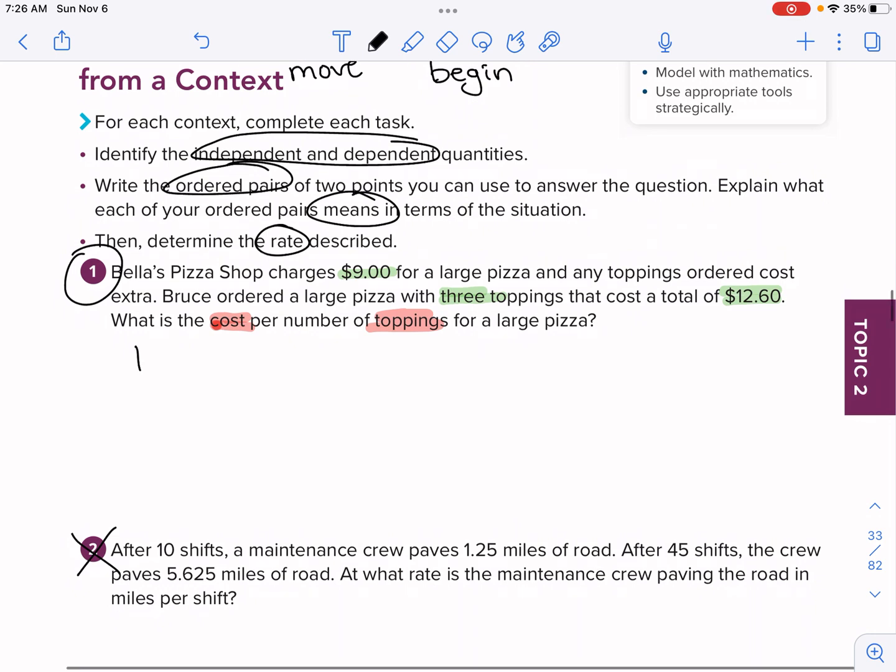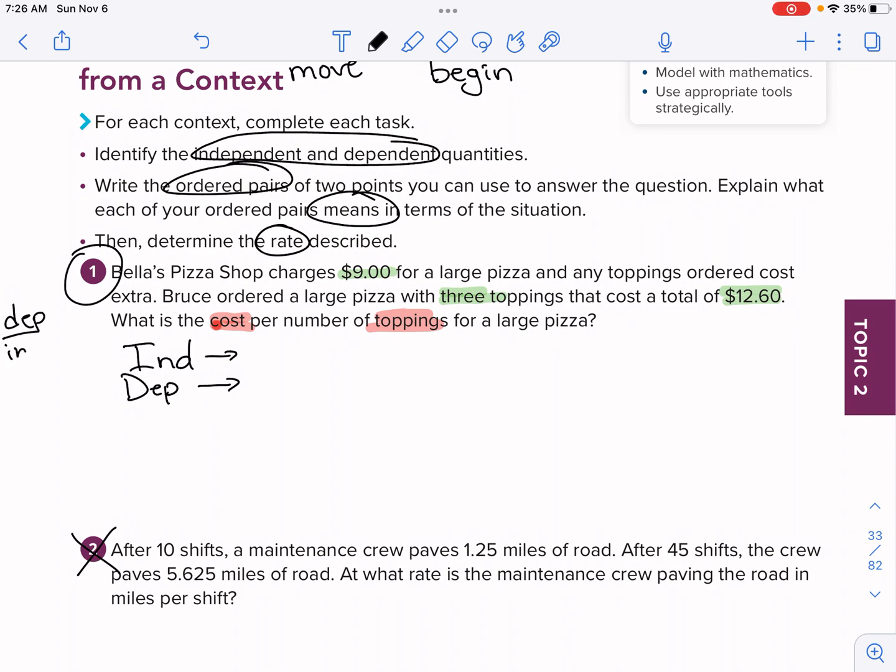But we'll go through this more logical, I guess, way of going about it. So in this case, independent and dependent. Okay. So it says cost per topping. That actually gives you the fraction, since we know it's always dependent over independent, cost per topping. So dependent, that's the numerator. That means it's the cost, so I'll put cost right here. And the independent, that's the denominator. That tells us it's number of toppings.